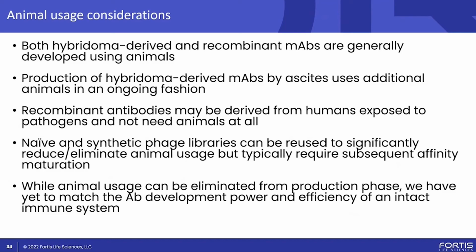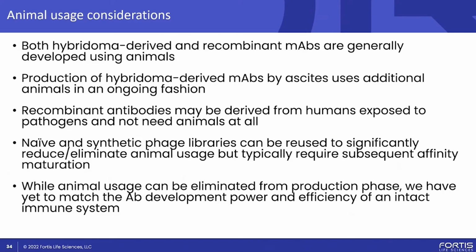And finally, animal usage considerations. Obviously, there's a big desire to use as few animals in research as can be reasonably used. Both hybridoma-derived and recombinant monoclonals are generally developed using animals. Their production usually does not use animals, although in the case of hybridomas, some of these are produced by ascites, which involves the intraperitoneal injection of the hybridoma back into mice. And so that can be a bigger usage of animals on the hybridoma side.